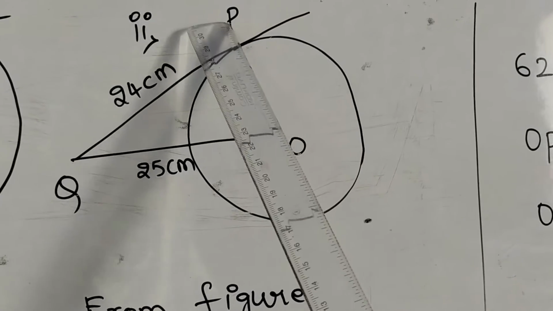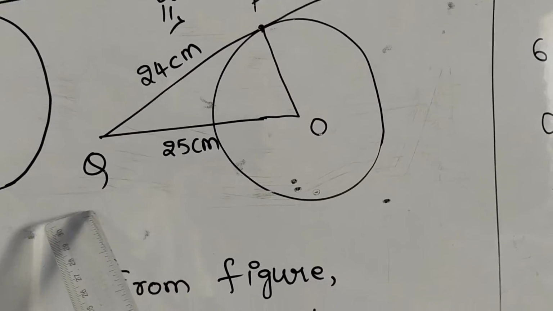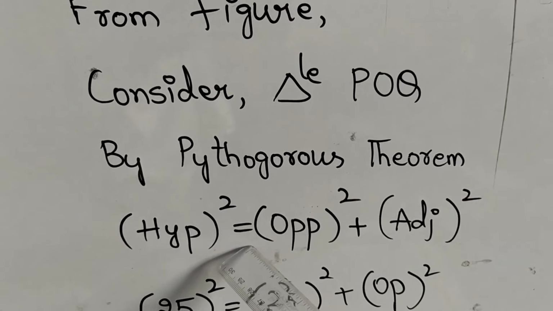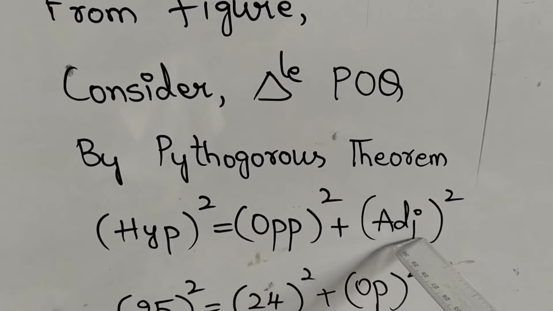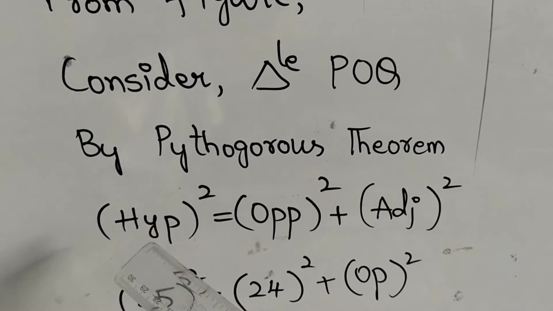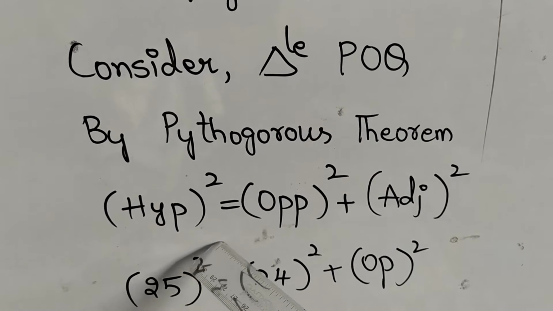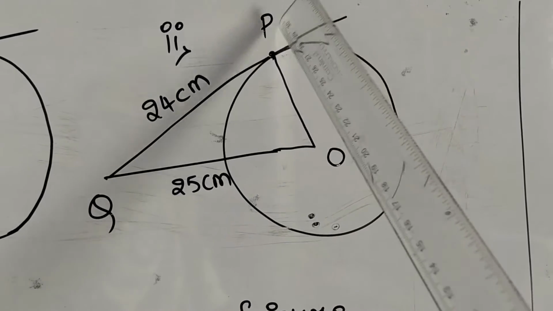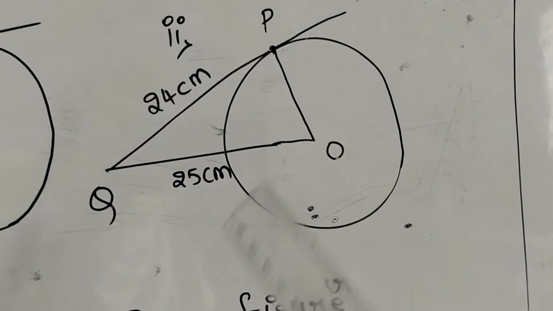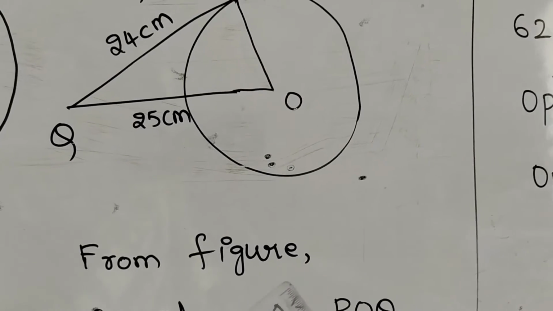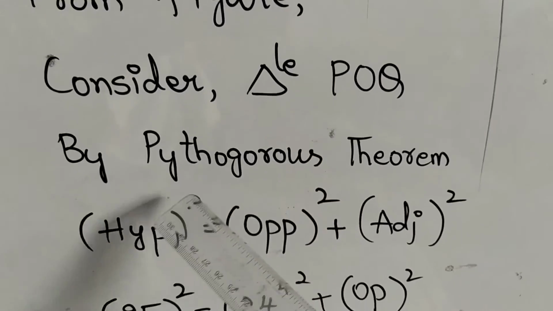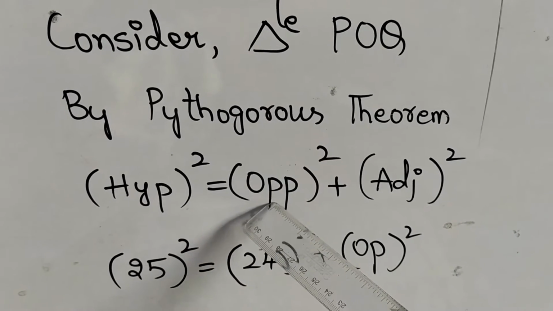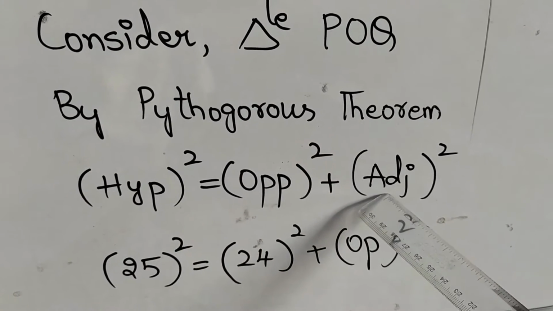See here, this triangle POQ we are considering, and by the Pythagoras theorem, hypotenuse side square is equal to opposite side square plus adjacent side square. This is the Pythagoras theorem which we have to consider to find the third part, that is this PO distance, or OP distance, we have to find as the radius of the circle. So what is the Pythagoras theorem? You all know, it is hypotenuse side square equals opposite side square plus adjacent side square.